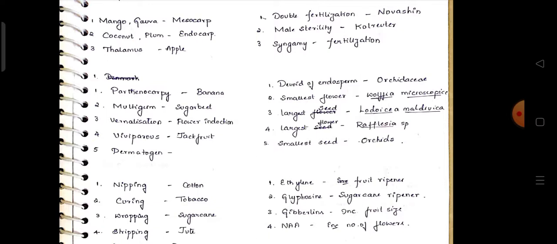Vernalization is for flower induction. Viviparous condition is found in jackfruit, that is germination on tree only. Then devoid of endosperm is found in Orchidaceae or orchids. Smallest flower is Rafflesia microscopia. Largest seed is Lodoicea maldivica. Largest flower is Rafflesia species. Smallest seed is orchids.